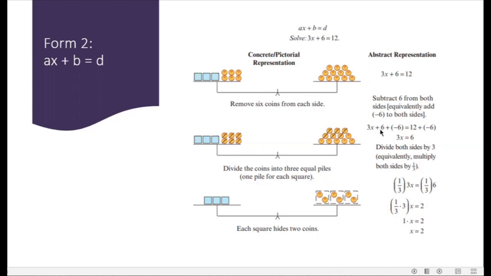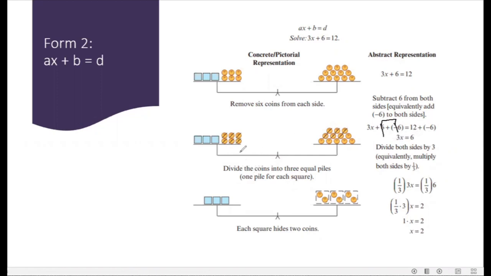equivalently, add negative 6 to the left side of the equation, then negative 6 to the right side of the equation. Therefore, this part, positive 6 and negative 6, because they are inverses, cancels. It becomes 0. Then on the right side of the equation, 12 plus negative 6 is positive 6.